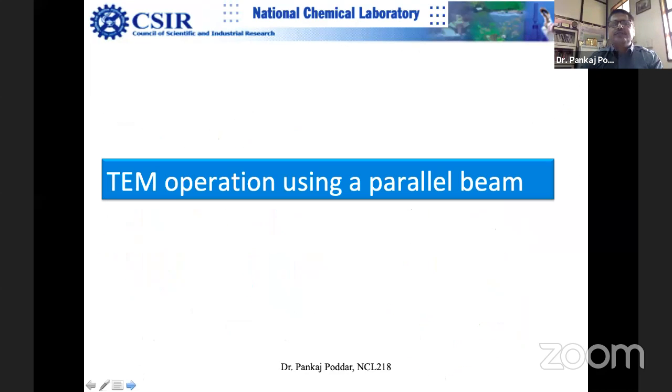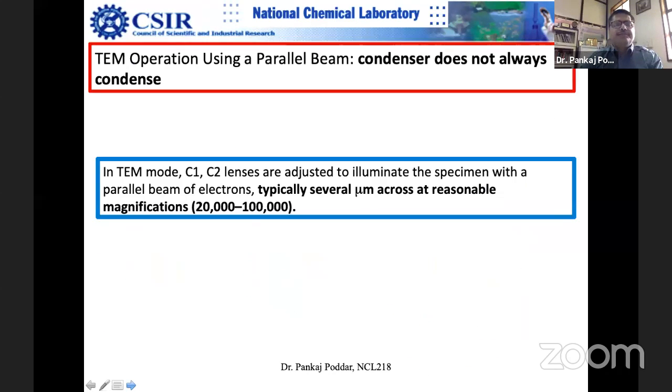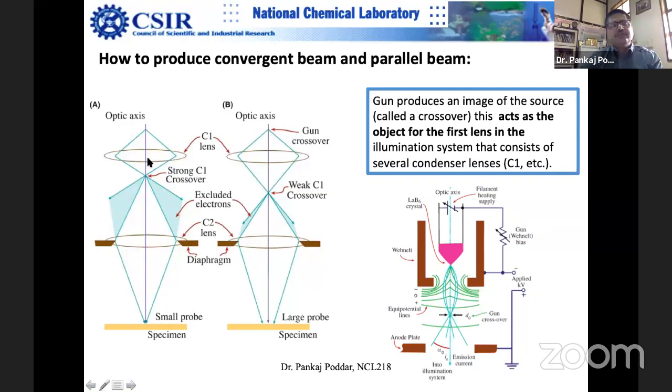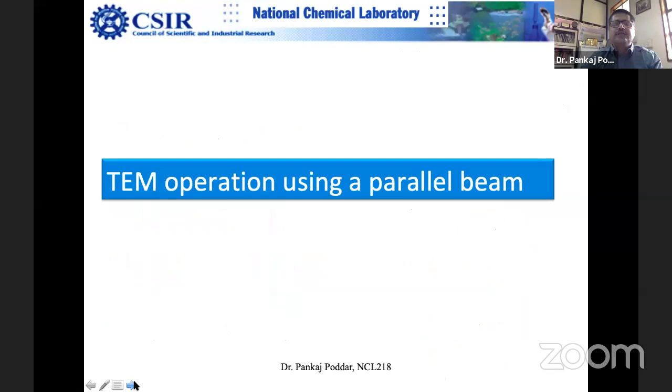We'll see a lot of these kinds of examples, like TEM operation using a parallel beam. The condenser does not always condense. This lens C1 always condenses, but C2 doesn't always condense. You can condense it and you can diverge also, though it is called a condenser lens, right?